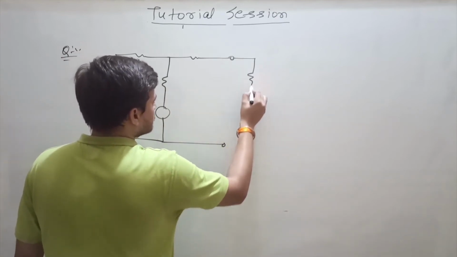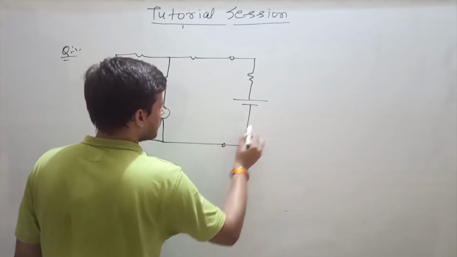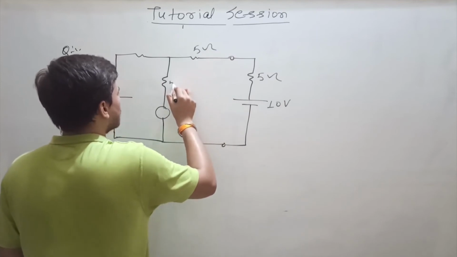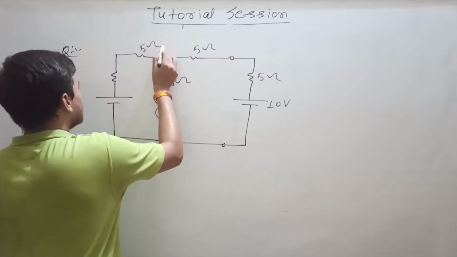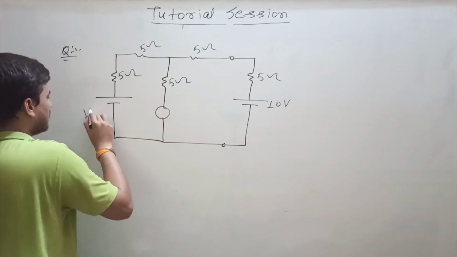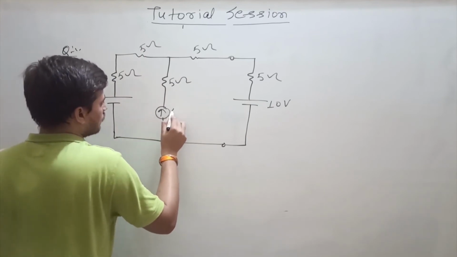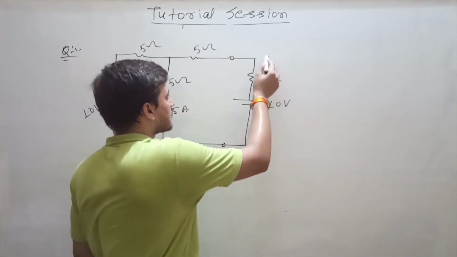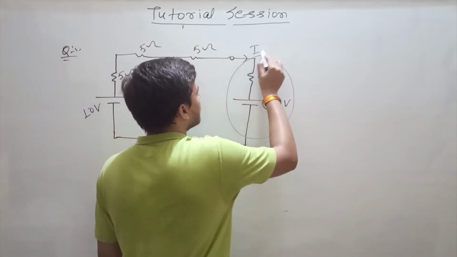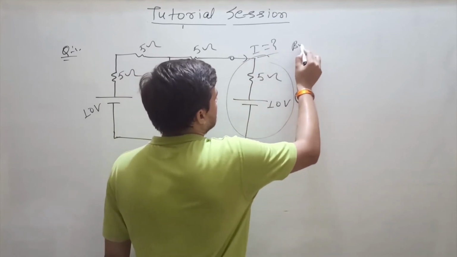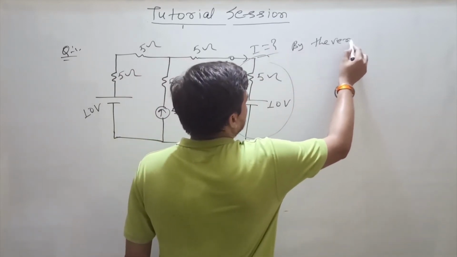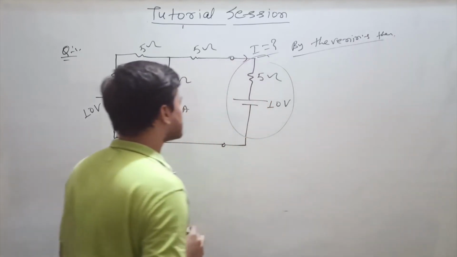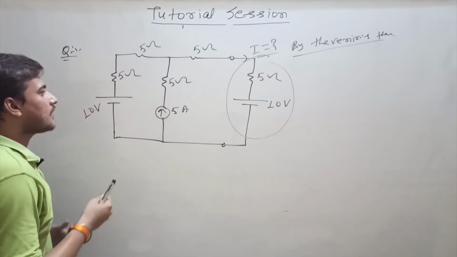Now if somebody is giving you a circuit like this one, this is 10 volt, this is 5 ohm, 5 ohm, 5 ohm, 5 ohm, 5 ohm, this is 10 volt, this is 5 ampere. Now somebody is asking you to find this current I by Thevenin's theorem. So let us see how to find this current I. To find this current I, what will you have to do?